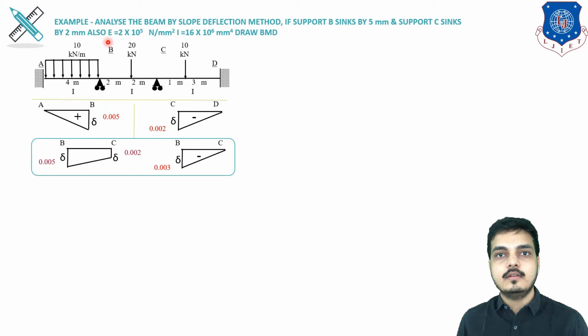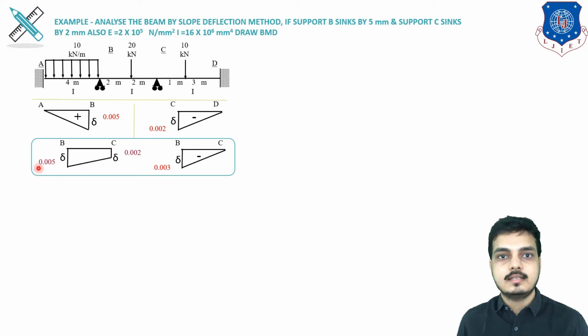Let's see, here A, B span I have taken out. Now in the question it is given that B is sinking by 5 mm. So I have converted it into meter, which is nothing but 0.005. Now A to B, in which B is only sinking, A is not sinking. So AB span total deflection, that is sinking, will be 0.005. Now for BC span, both B support as well as C support is sinking. B support is sinking 5 mm, C support is sinking 2 mm. So I have converted into meter, which is 0.005 and C is 0.002.